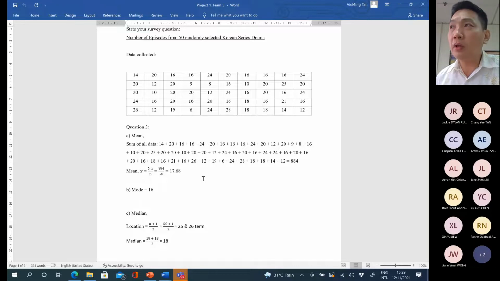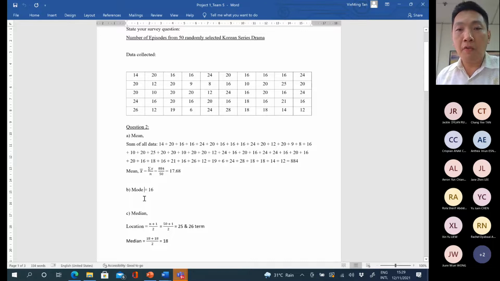Some students also did not show the workings, just put the final answer, and also cannot get full marks. If you only show the final answer without showing the working, at least some formula, like how to get the total x value and how to get the n value, you will only get 1 mark. 1 out of 2. That means only 50% for this question.